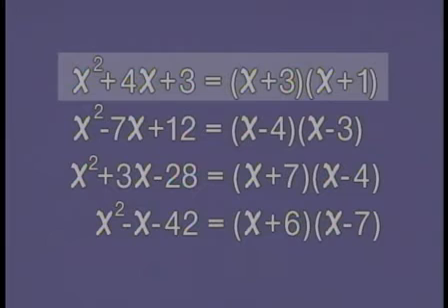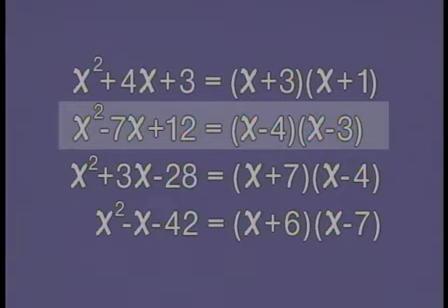Multiplication tape, the pattern. Since we have a positive number at the end, the two numbers in the binomials have to be the same sign. And since the number in the middle of this x squared plus 4x plus 3 is a positive 4, both of those must be positive. So now I need two numbers that multiply to be 3 and add to be 4. I get x squared plus 4x plus 3 is x plus 3 times x plus 1, because 3 times 1 is 3, and 3 plus 1 is 4.